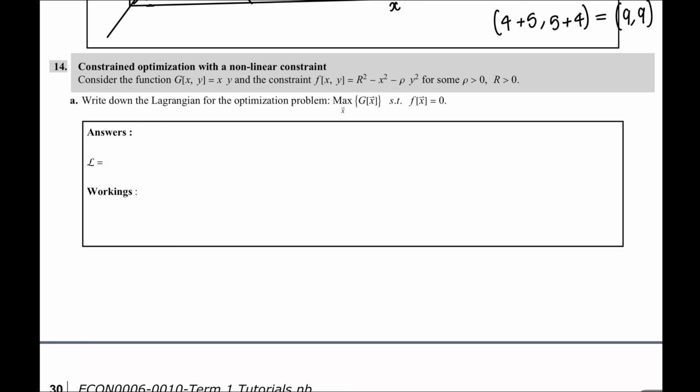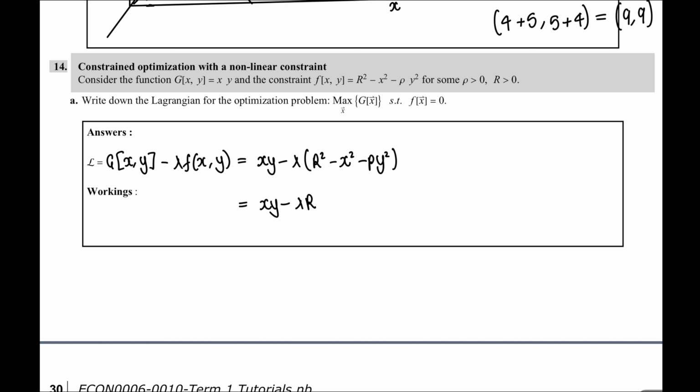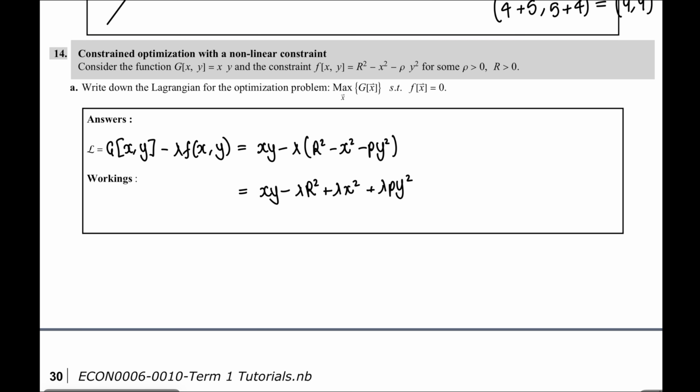So we have the function g, which we want to maximize subject to our constraint, which is f of x, y. So this equals xy minus lambda (r squared minus x squared minus py squared). If I expand the lambda out, we get xy minus lambda r squared plus lambda x squared plus lambda py squared. And that is our Lagrangian.